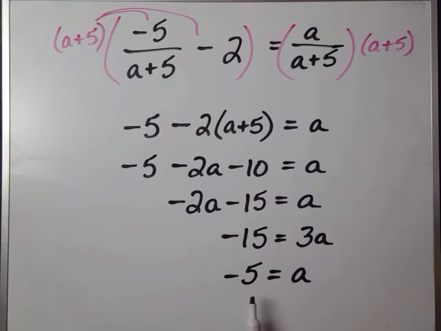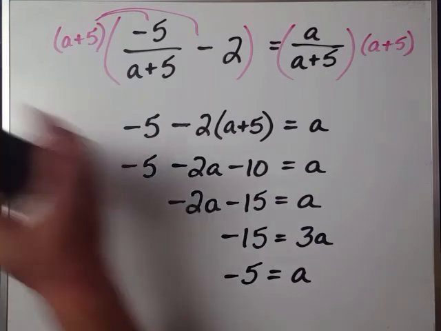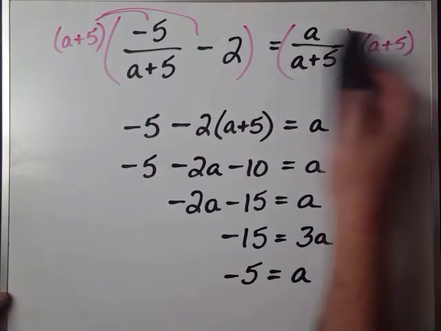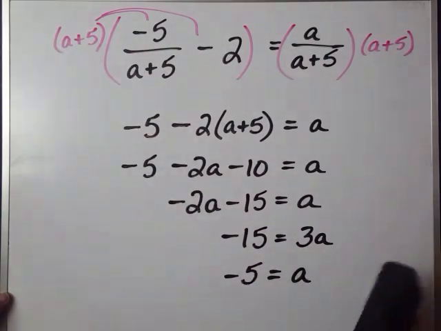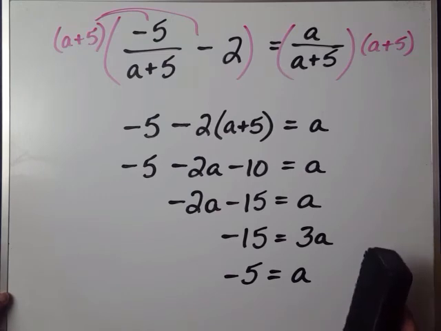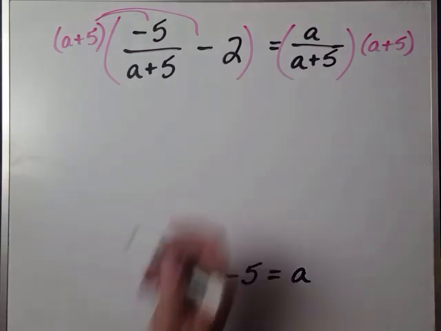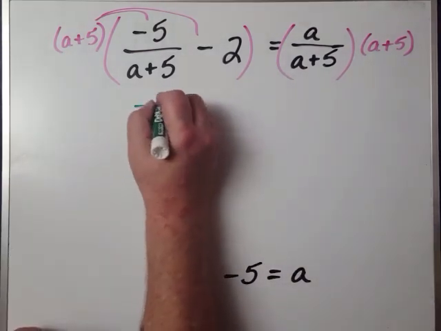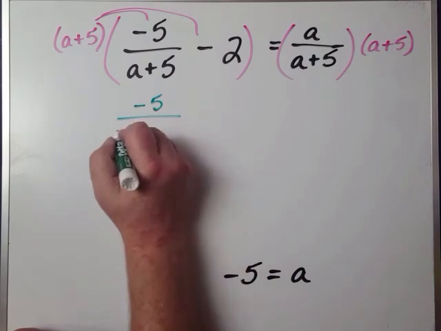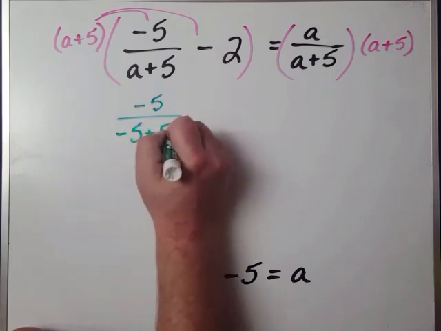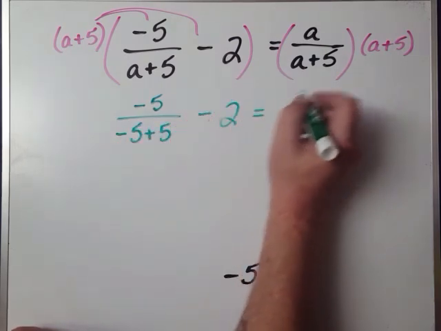So is negative 5 a viable solution? It's a proposed solution, but I've multiplied both sides by a variable expression. You can already see what's going to happen as we go to check this, right? When I plug negative 5 back in for a, that's going to create a problem.